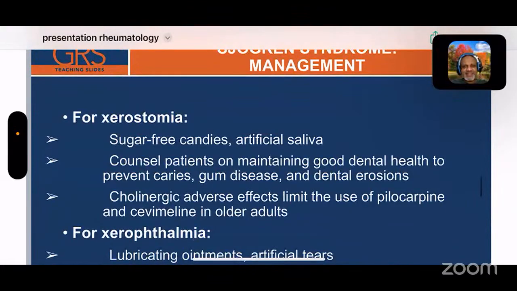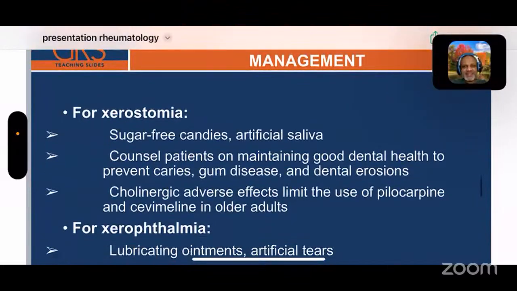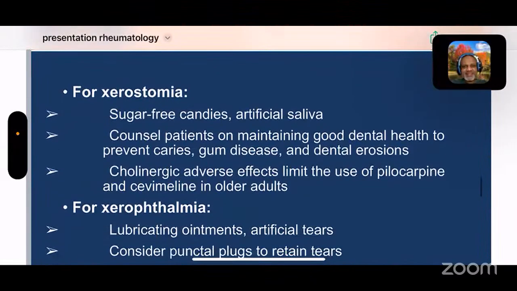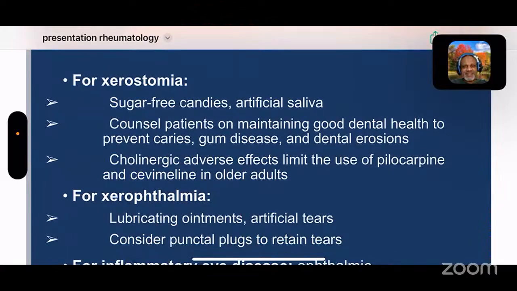So let's move to management of Sjogren's syndrome. For xerostomia, we'll start with sugar-free candies and artificial saliva, just to avoid the dryness. Counsel patients on maintaining good dental health to prevent caries, gum disease, and dental erosion. Cholinergic side effects limit the use of pilocarpine and cevimeline in older patients, but they may be useful to stimulate saliva production.